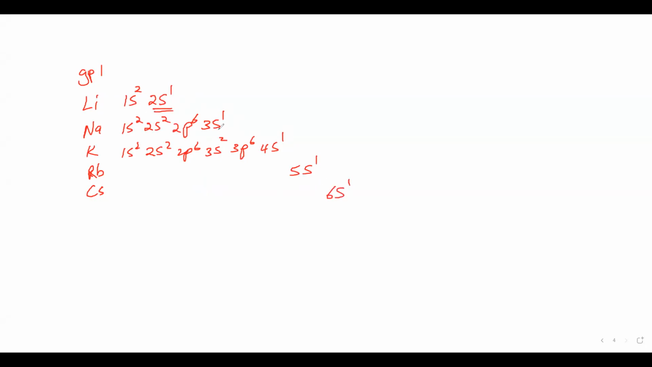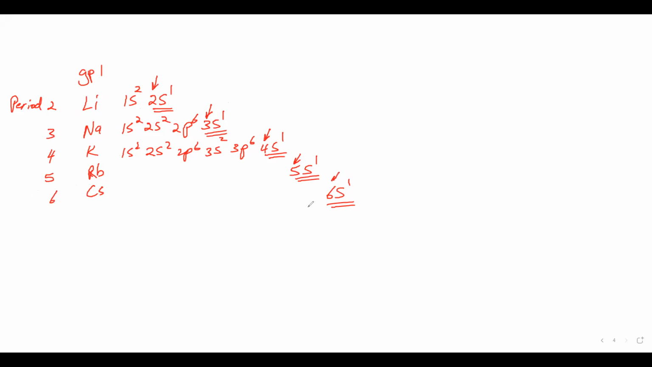So always, group 1 ends up with s1, but it depends on the number of the shell, because lithium is present in shell number 2, in period 2. That's why it ends up here with 2. We say 2s1. Sodium is present in period 3. It will end up with 3s1. Potassium is present in period 4. It will end up with 4s1. Rubidium is present in period 5. It ends with 5s1, and so on.